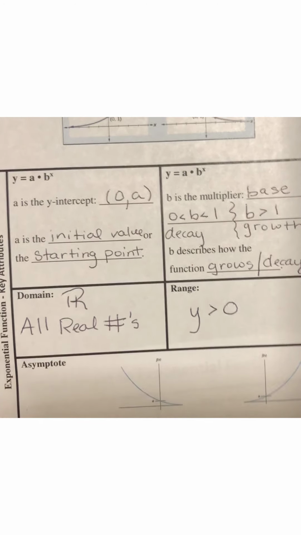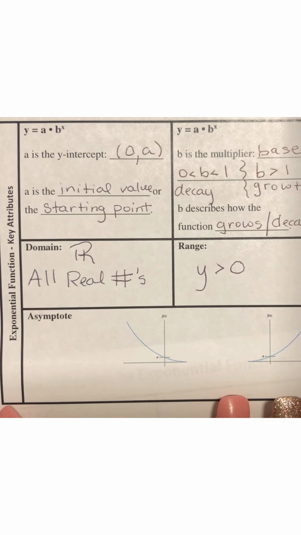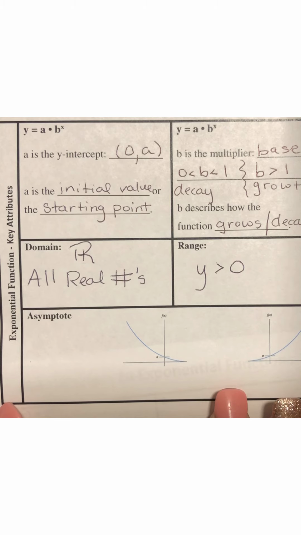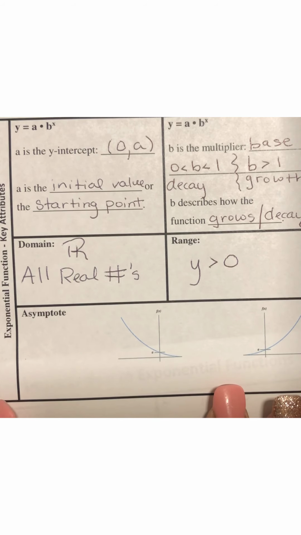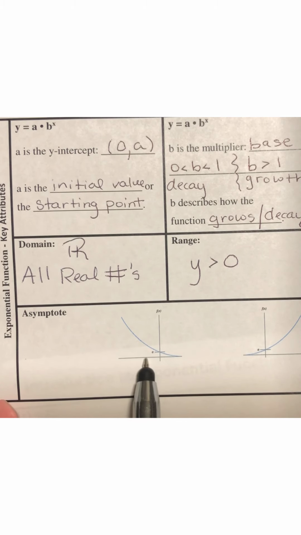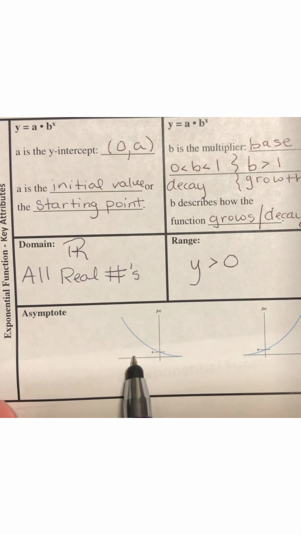Now, I said that the graph will get really close to the x-axis, but it won't touch. So whenever we have a graph like that, that means that we have what we call an asymptote. And an asymptote is an imaginary line on the graph that the graph comes really close to, but it never touches. And so, what is this axis called?